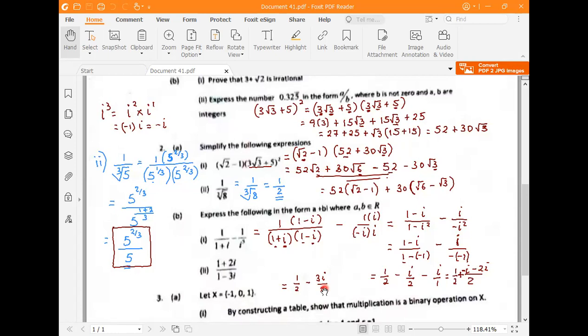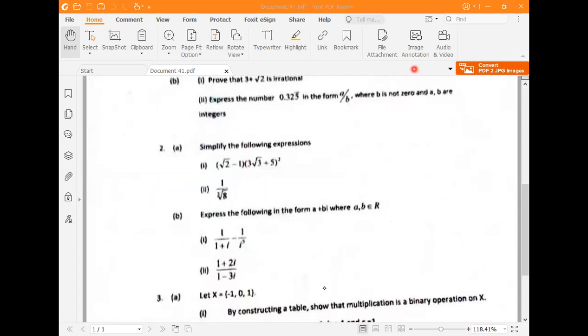Okay, so I'm free right now. Now, let's go to B. So I'll clear the board so that you can use the space to do B2.